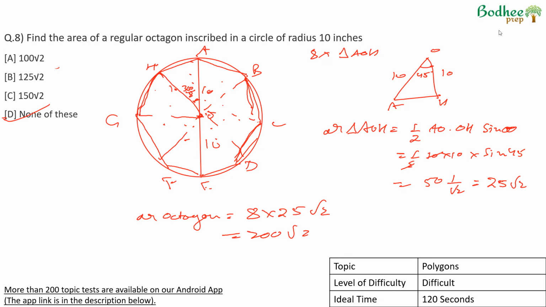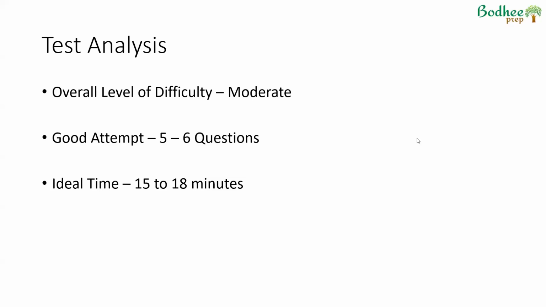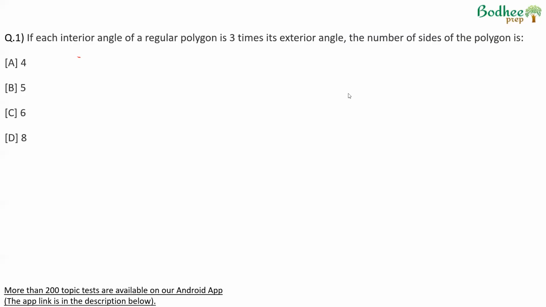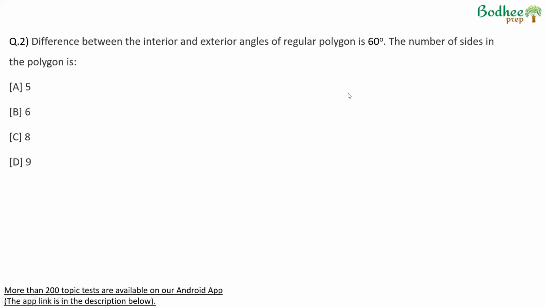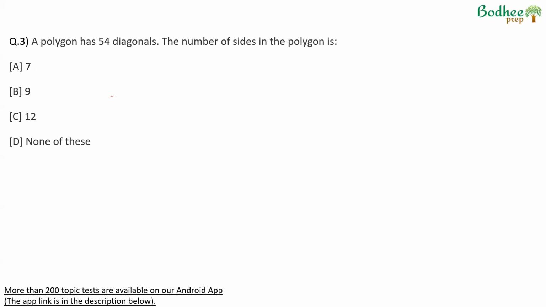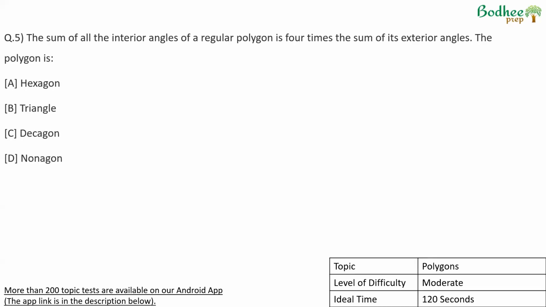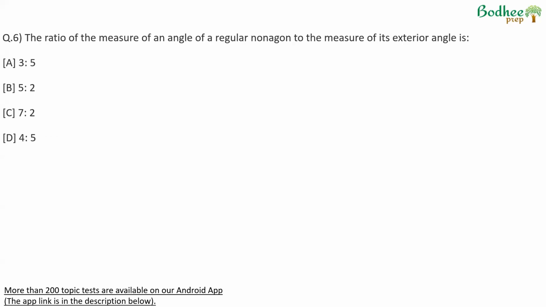If you look at the overall test, easy to moderate questions, I'm looking at about 5 to 6 questions. For me, they would be 1, 2, 3, 4, 5, 6 essentially. Which are these questions? Formula based, therefore attempting. Again, formula based, so attempting, attempting, formula based, attempting question.